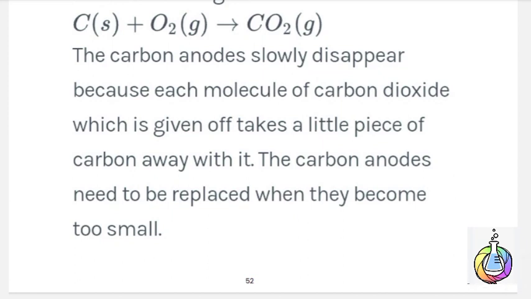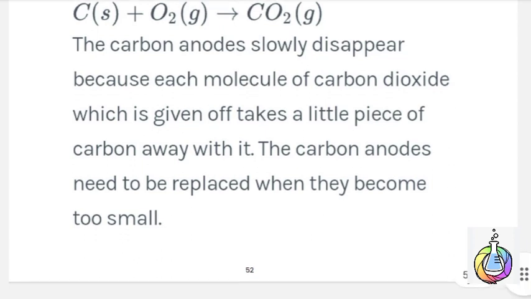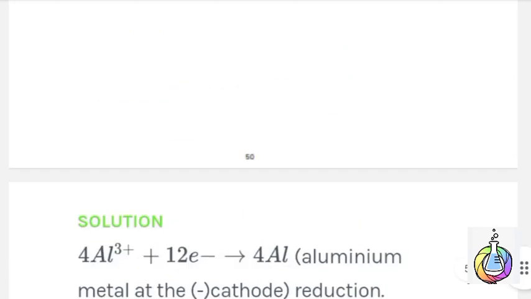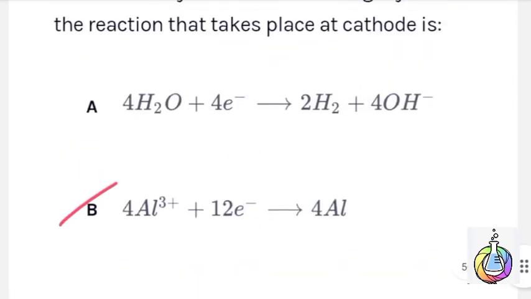The carbon anode slowly disappears because each molecule of carbon dioxide which is given off takes a little piece of carbon away with it. The carbon anodes need to be replaced when they become too small. Therefore, the correct answer for this question is option B. 4Al3+ plus 12 electrons gives 4 aluminium.